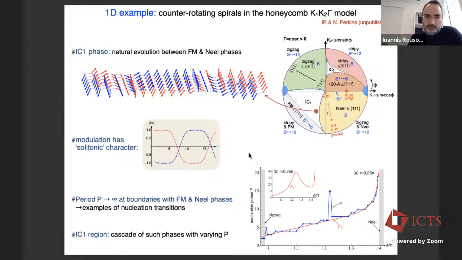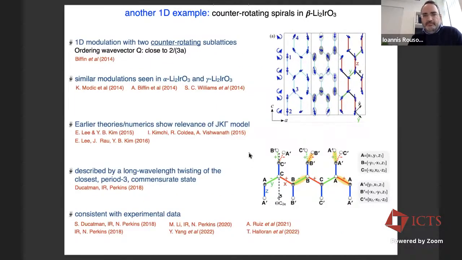Okay. Here is another example. It's a very well-known example. This is the three-dimensional version of the Kitaev-type antiferromagnet, the so-called beta lithium iridate, which has been known to show this one-dimensional kind of modulation with two counter-rotating sublattices. And similar modulations have been seen in other materials. And there are some numerical investigations that show the relevance of a particular JK gamma model in this kind of geometries.